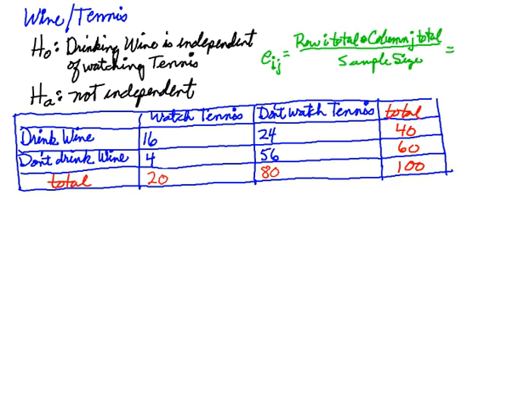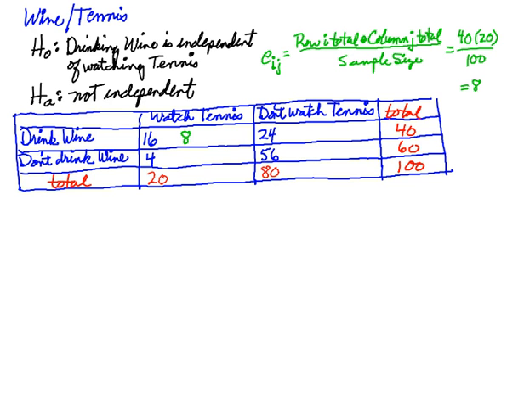I'm going to take 16 and notice that it is in row 1, column 1, so the row 1 total is 40, the column 1 total is 20, and divided by the sample size total of 100. So that turns out to be 8.